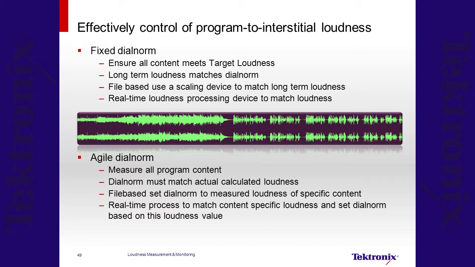For an Agile system, all program content needs to have loudness measurements made, and the dial norm value should match the actual calculated loudness measurement. For file-based content, the dial norm should be set based on specific loudness of the content. In the case of news or live events, real-time monitoring should be done to match content-specific loudness, and set dial norm based on this loudness measurement.